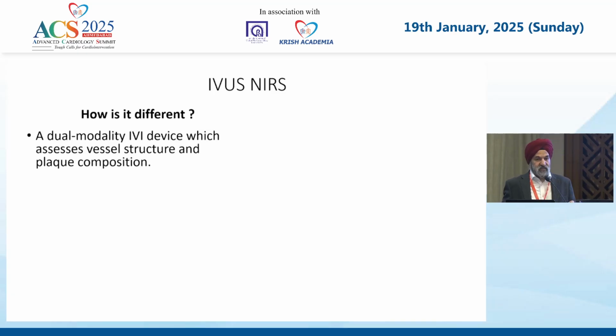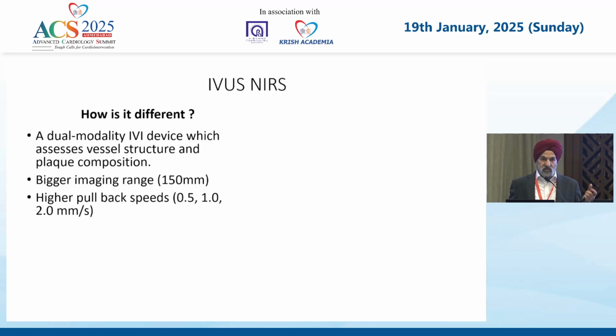How is it different? IVUS NIRS is a dual imaging modality catheter which assesses the structure and composition. It has a bigger imaging range than most of the existing systems. It images about 150 millimeters. It has 3 variable pullback speeds of 0.5, 1, and 2. The lens moves bidirectionally. At the click of a button, the lens comes back to its original position so that you can do a pullback. You don't have to manually do anything.